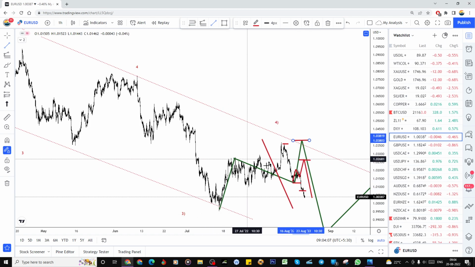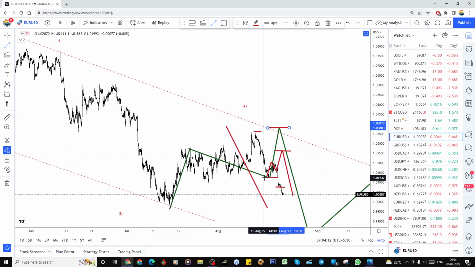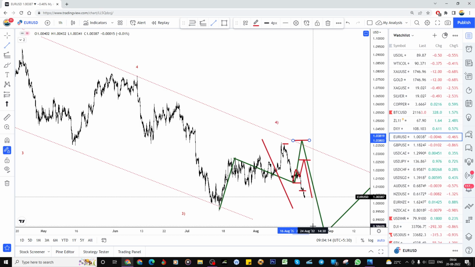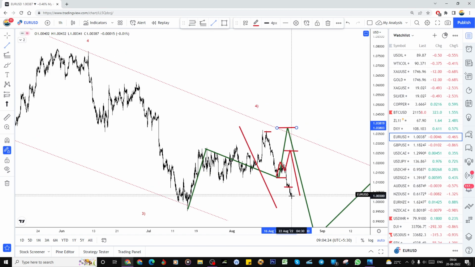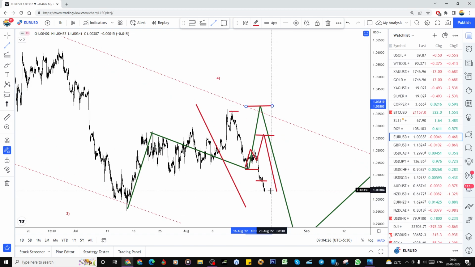So that means this is the A, this is the B and C. So this is the intermediate. B is the complex correction, and A, B and C. So I'm looking for this one. Anyway, my target is going below 99. Whether it is going now or it will take some more time, it will take some more time also, or it can reach here itself.